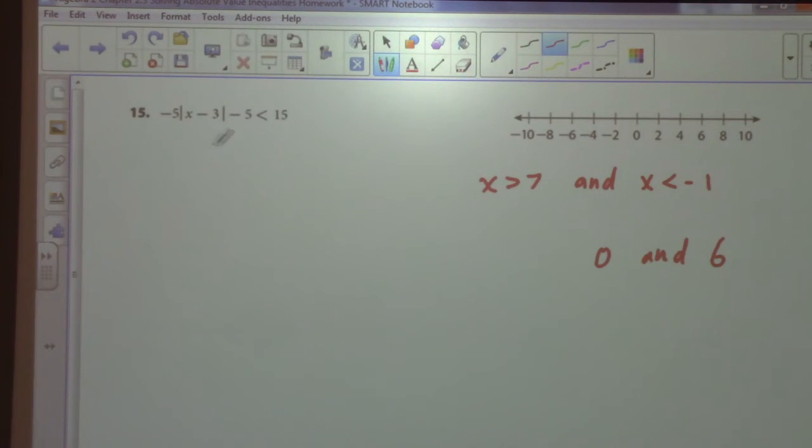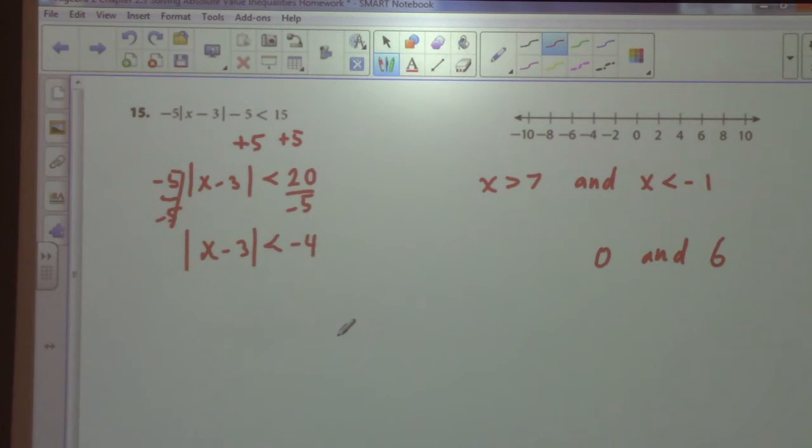Okay, let's go ahead and go over this. First thing I would do is this +5 here, right? So we get -5 times quantity x minus 3 is less than 20, right? Then what? So we get absolute value of quantity x minus 3 is less than, what is 20 divided by -5? -4. Okay, is that correct?